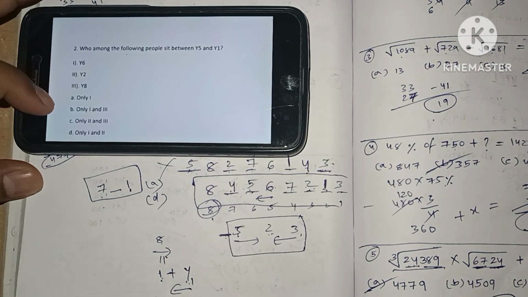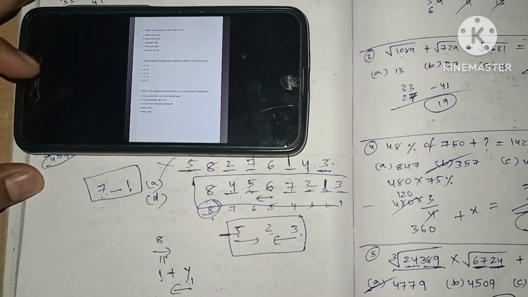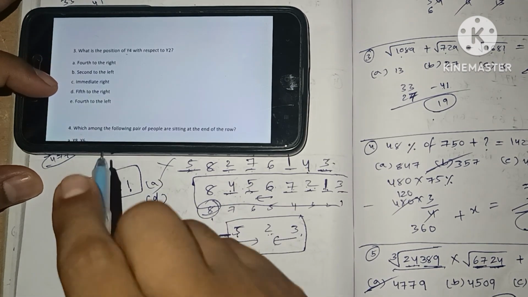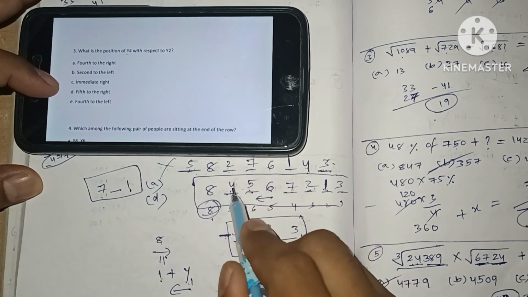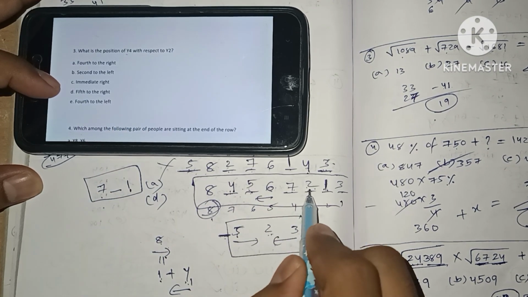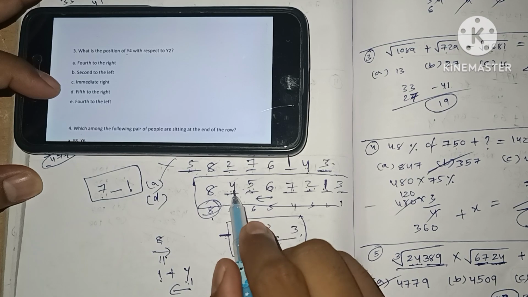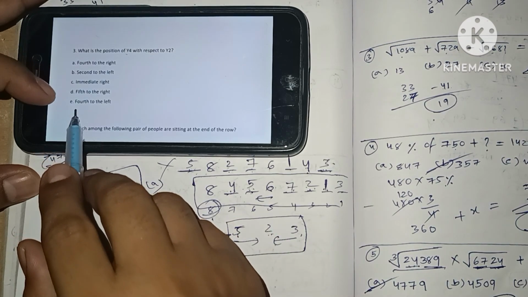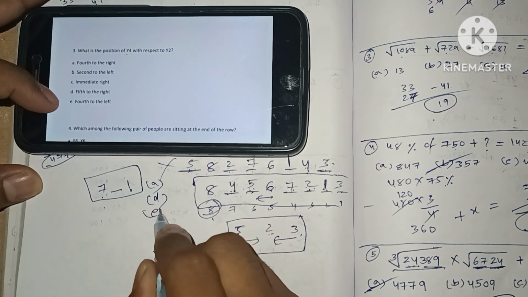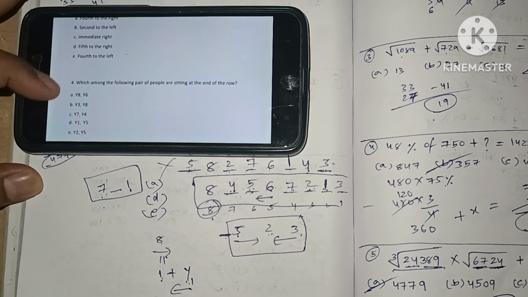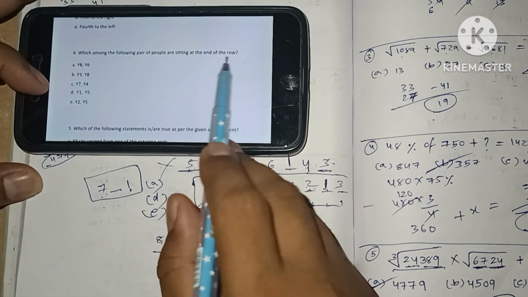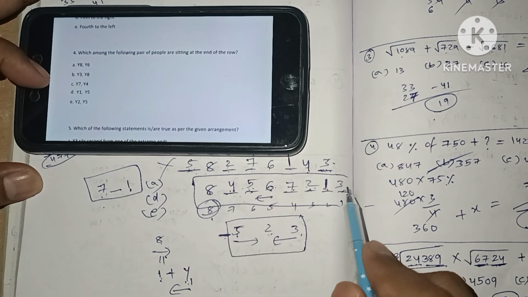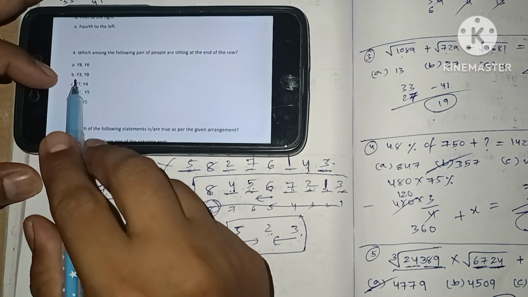Okay. Next, third question. What is the position of 4 with respect to 2? 4 with respect to 2: 1, 2, 3. Fourth to the left. Option E. Next, fourth question: who among the following pair of people are sitting at the ends of the row? 8 and 3. 8 and 3 means option B.